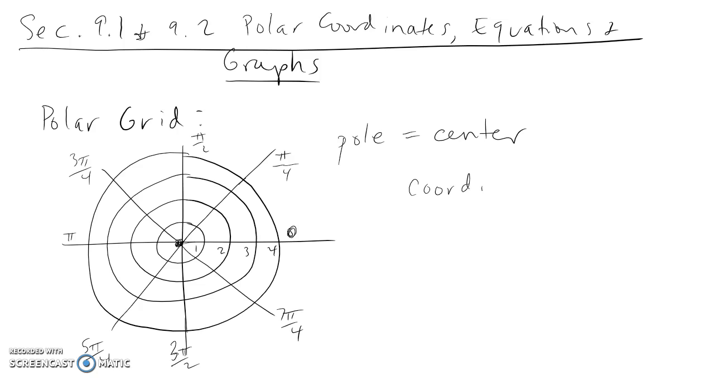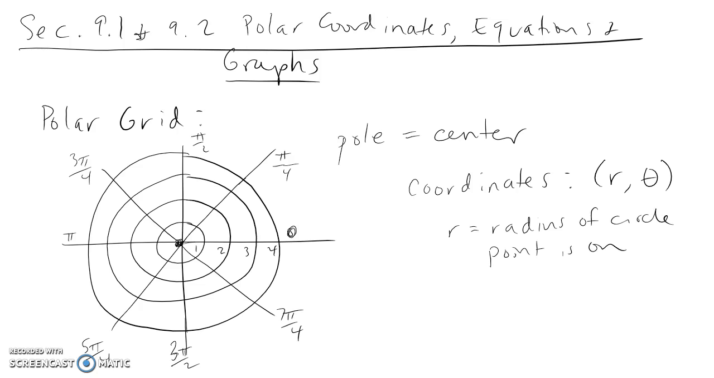So your coordinates are of the form r, theta, right? Where r is the radius of the circle that the point is on, or think of it as the distance from the pole. And then the theta is the angle, right? And so let's take a look at some points.